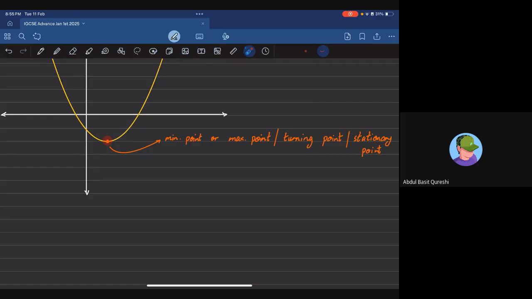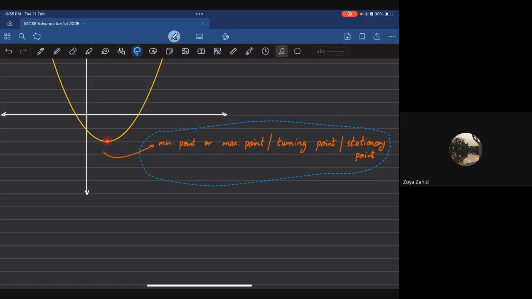What do you think is the gradient at this point? Raise your hand. Yes, Zoya. It's 0. Why, Zoya? Because there's no change in y. So yeah, that equals 0. All right. Perfectly right, Zoya.